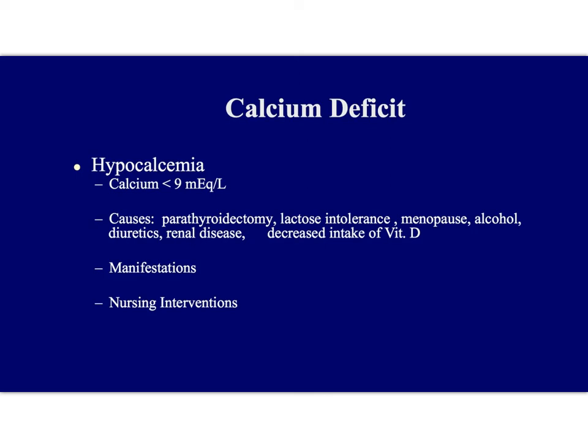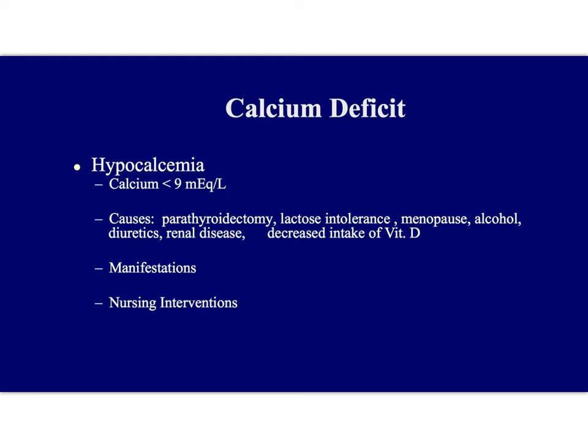So what's your patient going to look like if they have a low calcium level? If you think about high calcium, it kind of smoothed things out and made everything slower. Low calcium is going to have the opposite effect. It's going to make everything hyper and twitchy. So, changes to the GI system: they're going to have hyperactive bowel sounds, abdominal cramping, diarrhea.